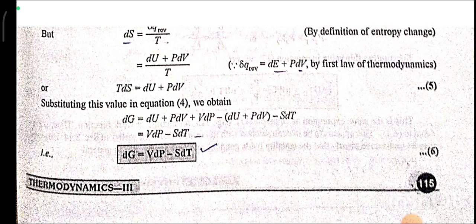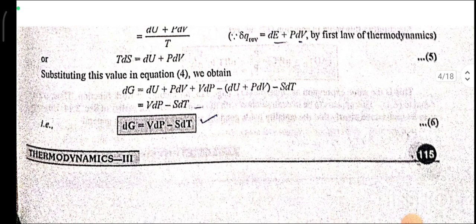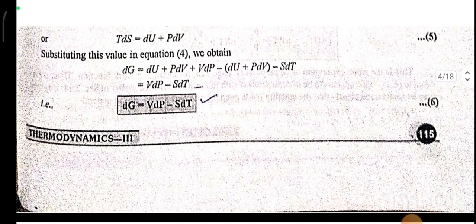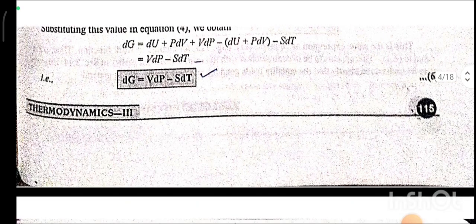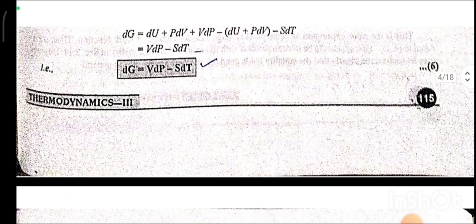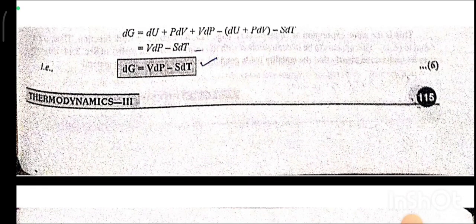Substituting this value in equation number 4, we obtain dG = dU + PdV + VdP − (dU + PdV) − SdT. Finally, it comes VdP − SdT, or dG = VdP − SdT. This is the final equation number 6.